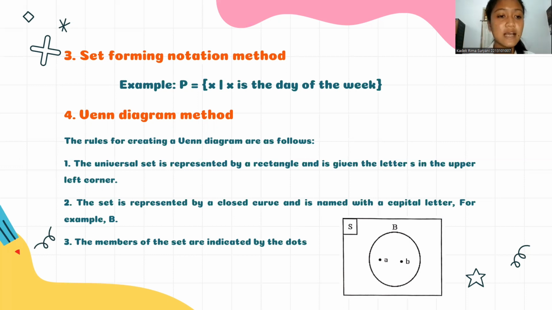The last method is the Venn diagram method. The rules for creating a Venn diagram are as follows. Number one, the universal set is represented by a rectangle and is given the letter S in the upper left corner. For example, see the slides. Number two, a set is represented by a closed curve and is named with a capital letter, for example B in this. And number three, the members of the set are represented by dots.